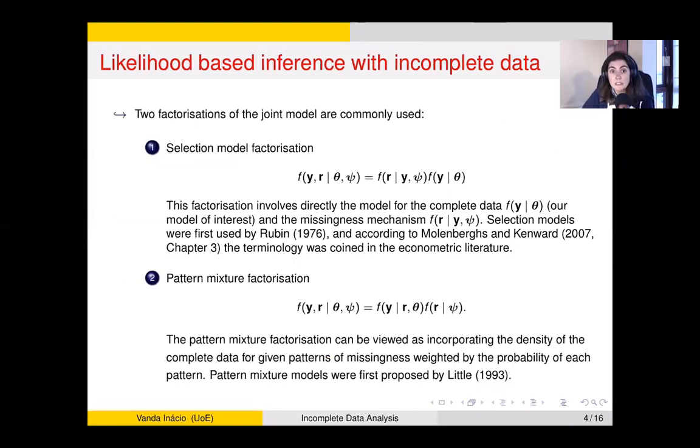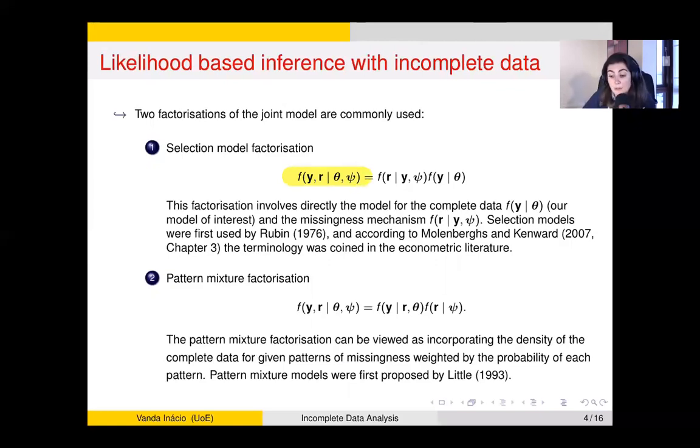And there are in the literature on likelihood-based methods for missing data two factorizations of the joint full data model that are popular. And the first one, the one that we will be working with, these are based on Bayes' theorem, just using it in one way or another. Okay, we have the joint model, and we can factorize it in different ways.